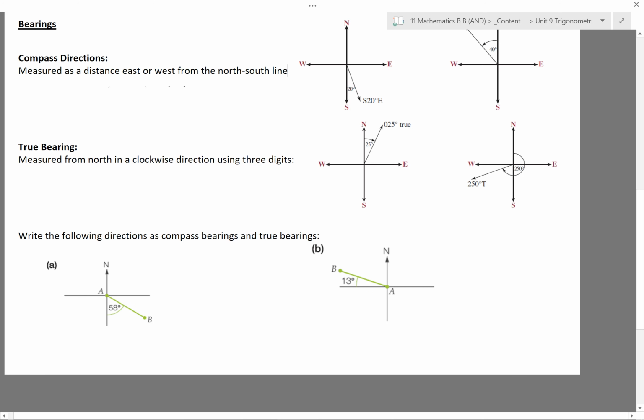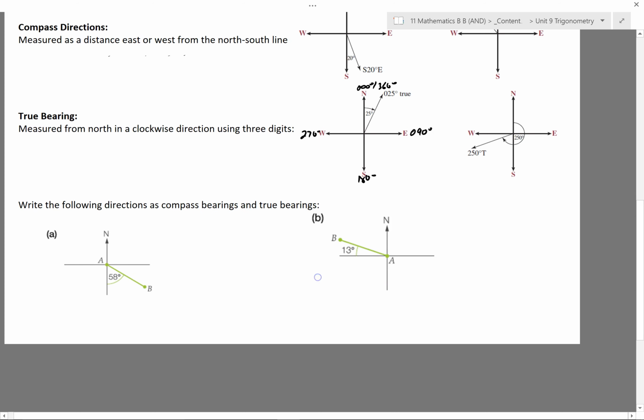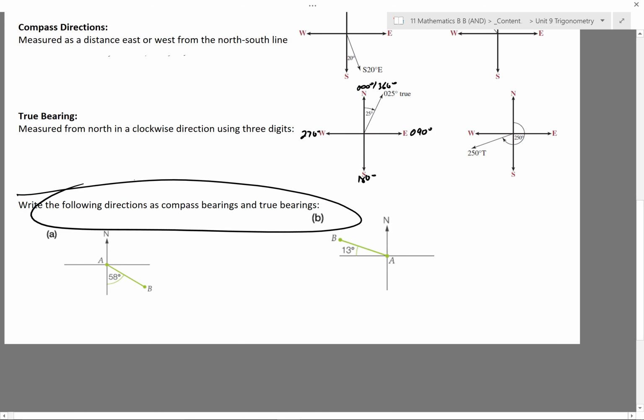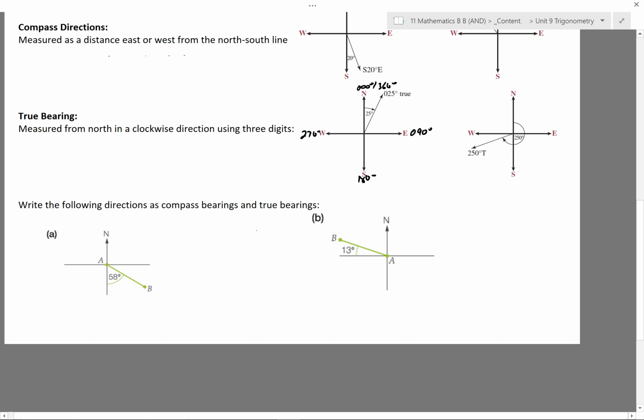In a similar way, we also have true bearings. So start at north, which is 0 degrees. This is 90, this is 180, this is 270, and we get back to 360 degrees. Measured from north in the clockwise direction. So have a go at writing these 2 directions, both as compass bearings and true bearings. So press pause, have a go. Let's see how you went. As a compass direction, this is south, and I need to go 58 degrees to the east.